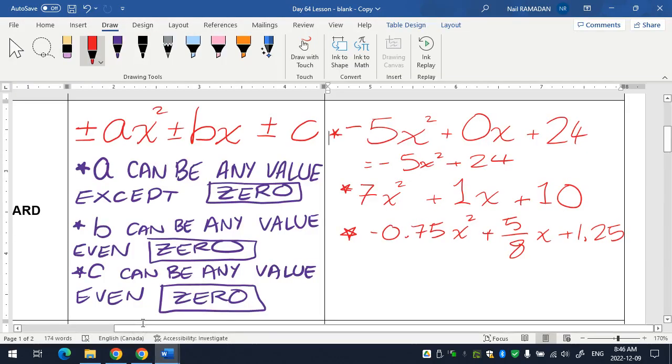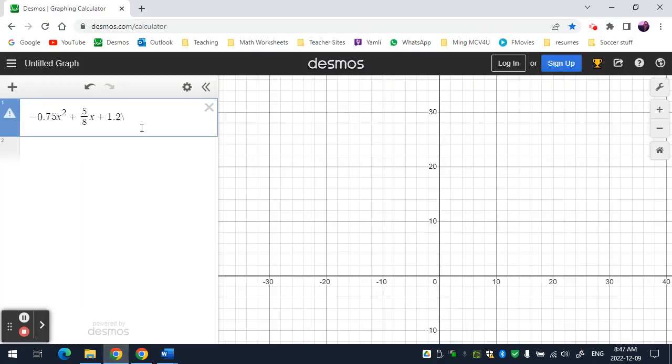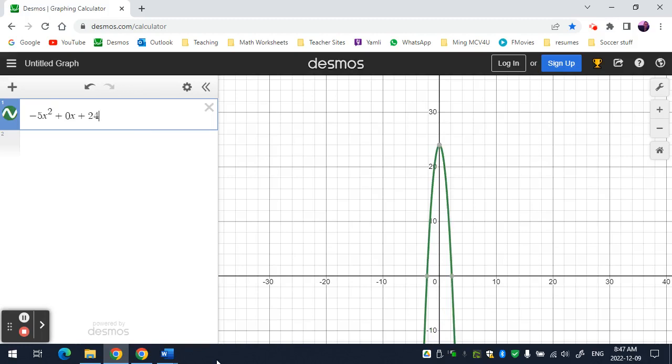What did we say the A cannot be? So let's make one of them, any one of them. Let's take this one, for example, and make this minus 5, and see what we get. Minus 5x squared plus 0x plus 24. What am I going to make this guy?